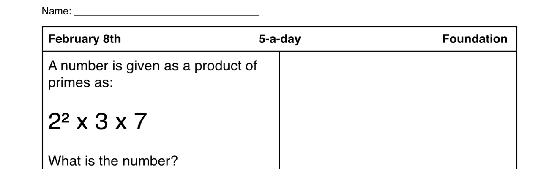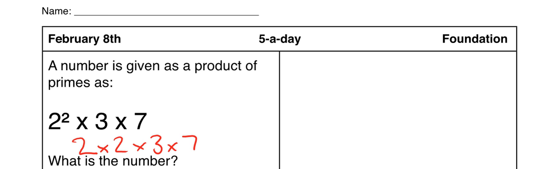Right, so this first question, a number is given as a product of its prime numbers, so it's written as all its factors that are primes multiplied together. What is the number? So we're just going to work this out. So it means 2 times 2 times 3 times 7.